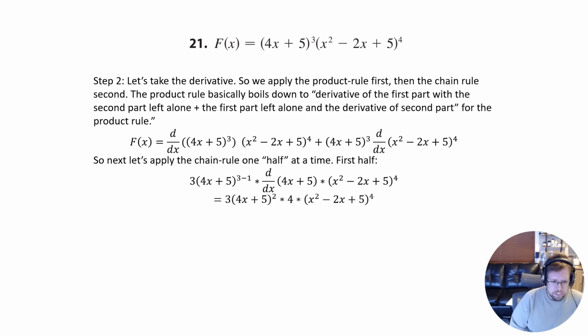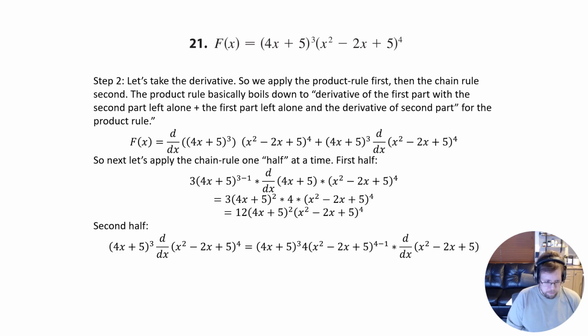So the derivative of 4x plus 5 is just 4. So I've replaced that derivative operator with 4. And of course I've done the step in the exponent of 3 minus 1 is equal to 2. And now I've simplified it a little bit because we have a 3 and a 4 being multiplied by each other, and 3 times 4 is 12. So I just move it in front.